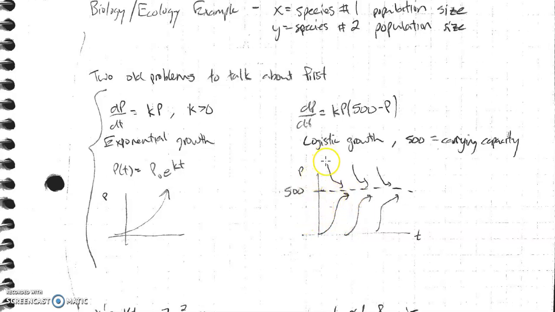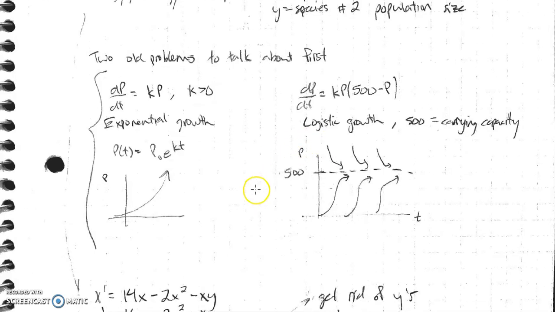And if it was above the carrying capacity, then the population size would dip down to the carrying capacity because there'd be too much in there, right? And you could work all that out. That's not what we're doing here. I think we did that in the beginning of this year.